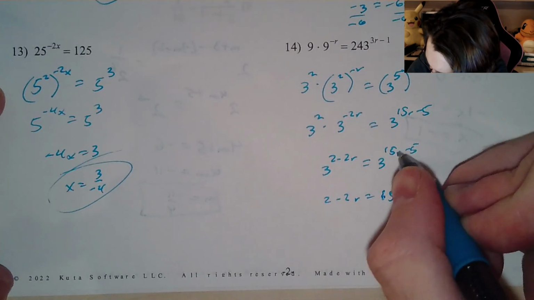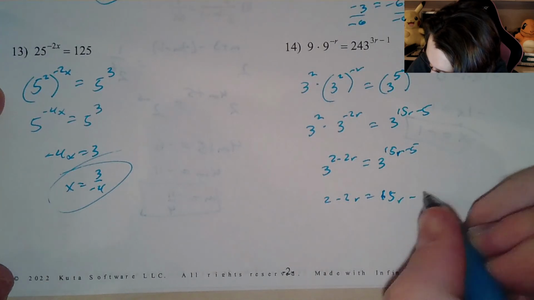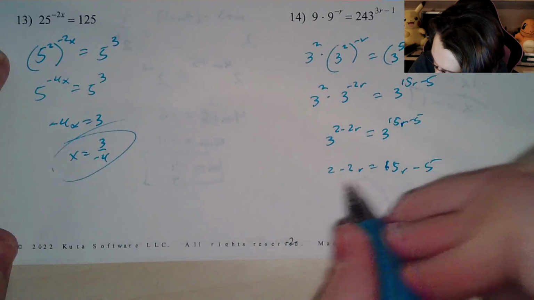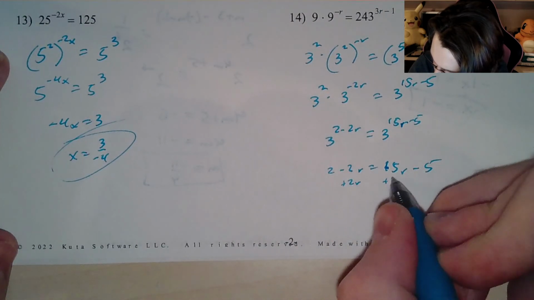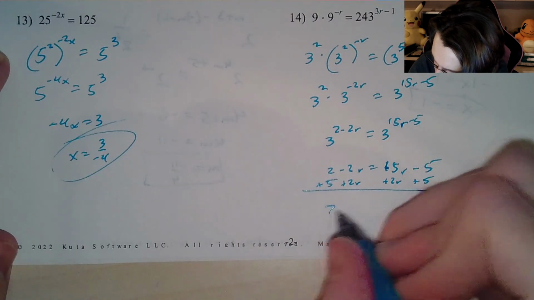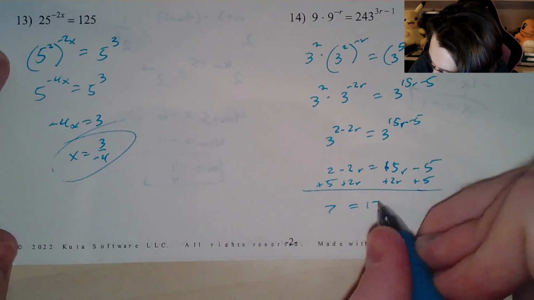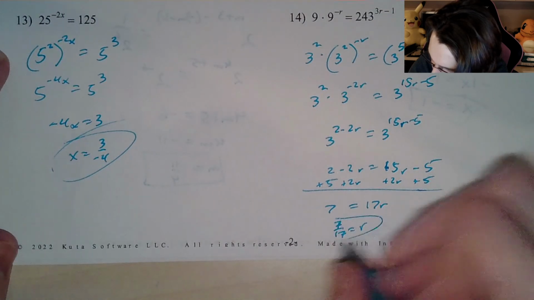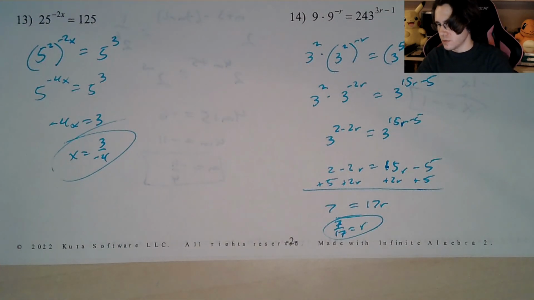2 minus 2r is 15r. That's an r, by the way. That's Mr. Richard's interpretation of an R. All right, and let's go ahead and add 2r to both sides and add 5 to both sides. And we're going to get 7 is equal to 17r, and therefore 7 over 17 is equal to r. Almost ran out of room there, but we're officially done.